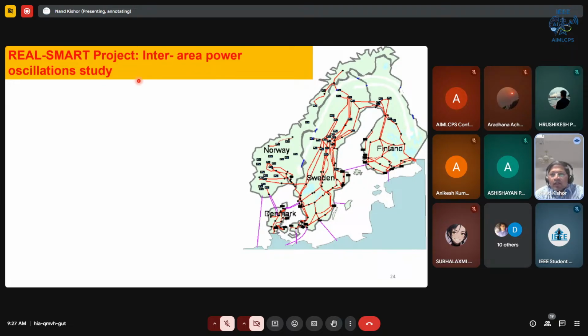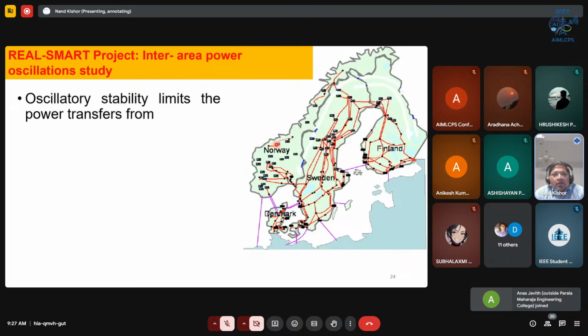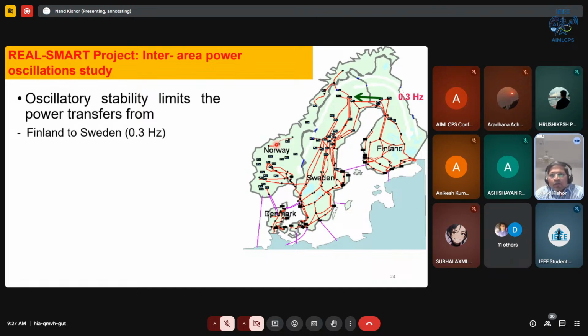power oscillations. So this is the grid map, although we have several interconnections now, and not all of the lines have been shown here. Due to the inter-area oscillations, we have limits on the power flow from Finland to Sweden, and it was at around 0.3 hertz actually.